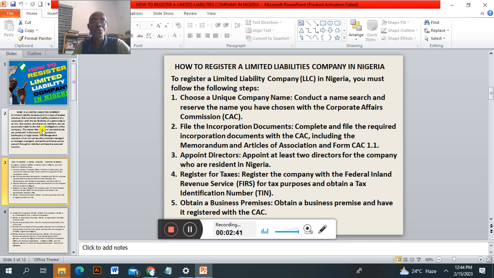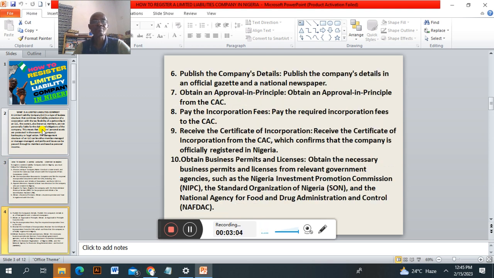And number four, register for tax. Register the company with the Federal Inland Revenue for tax purposes and obtain a tax identification number. Number five, obtain a business premises and have it registered with the CAC.